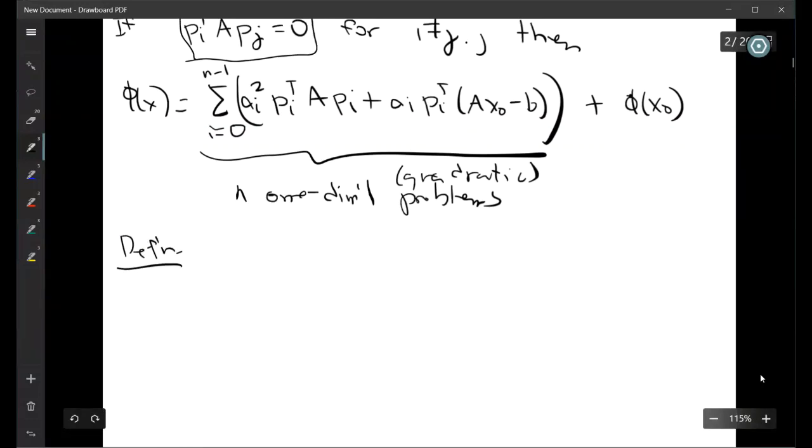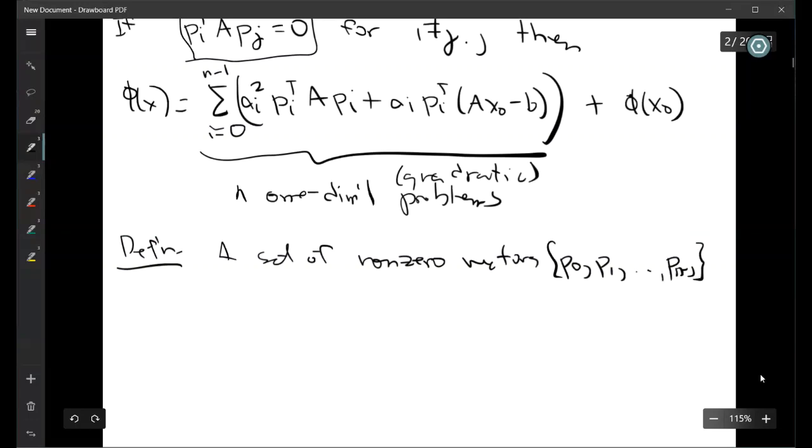It says that we have a set of non-zero vectors p_0, p_1 to p_{n-1} in R^n, and that's said to be, or rather, not yet. Let me mention another thing. We have this set of vectors.